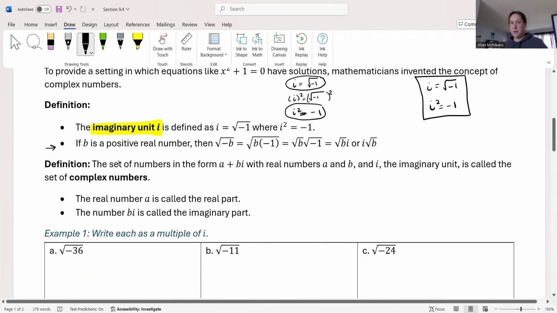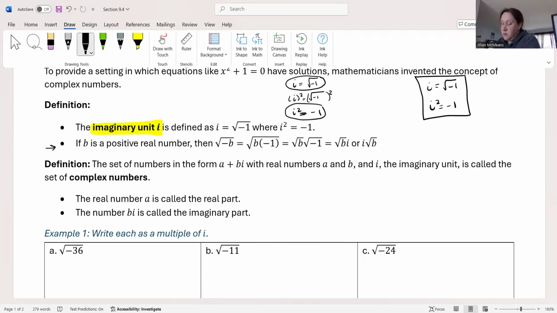Our main goal in this class is just understanding the imaginary unit i. But it says the set of numbers in the form a plus bi, where you have real numbers a and b, and then the imaginary unit i, is called the set of complex numbers. So the real number a is called the real part, and the number bi is called the imaginary part. Again, when you get into a pre-calculus class, you'll go deeper into complex numbers. For us, we only are worried about i right now.